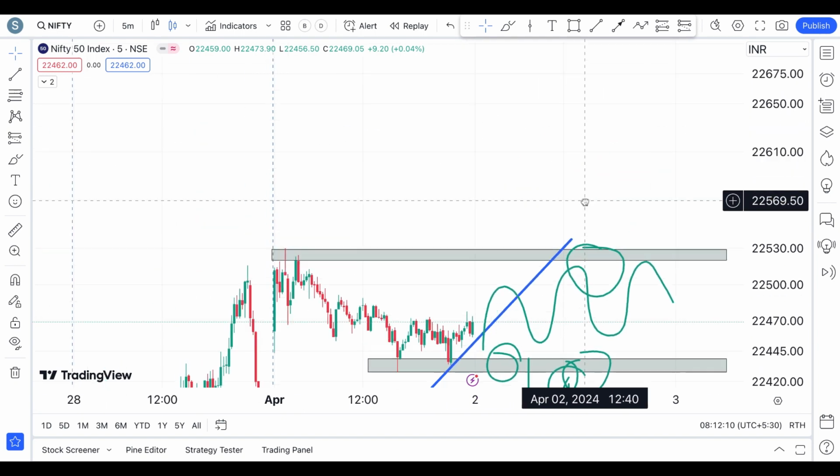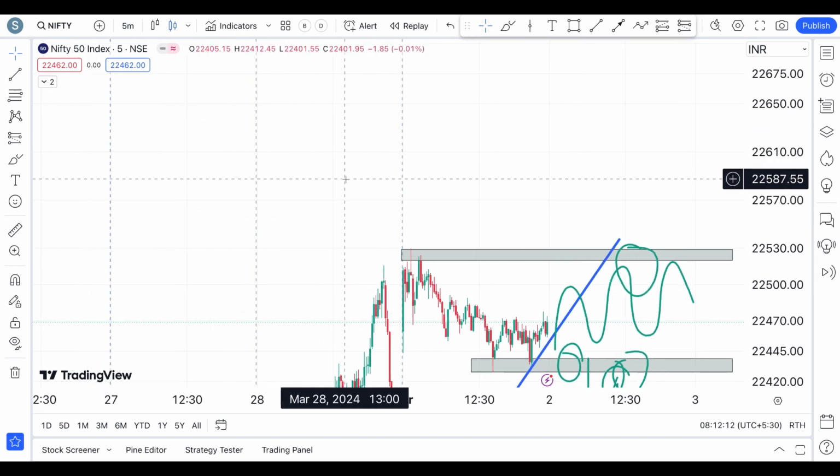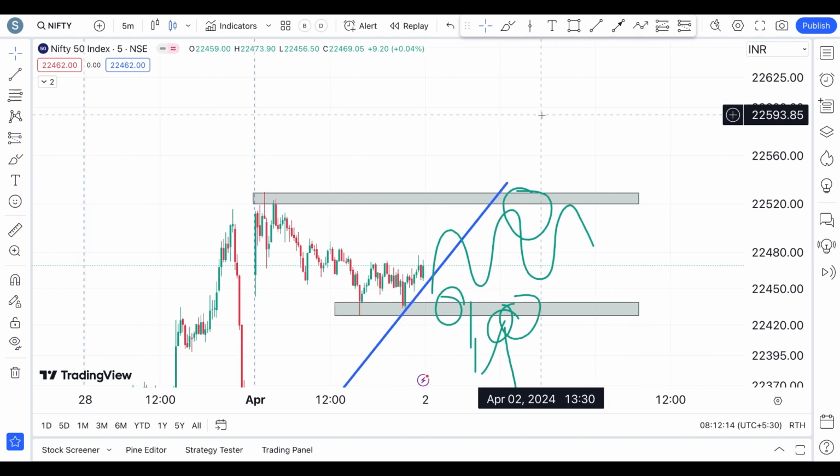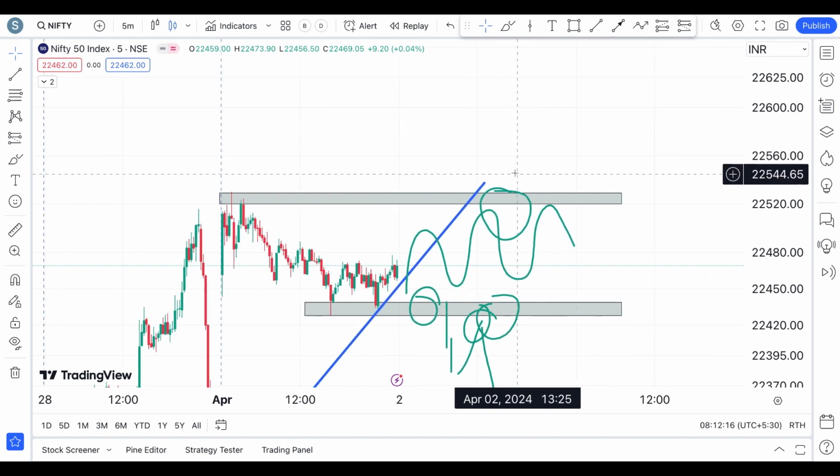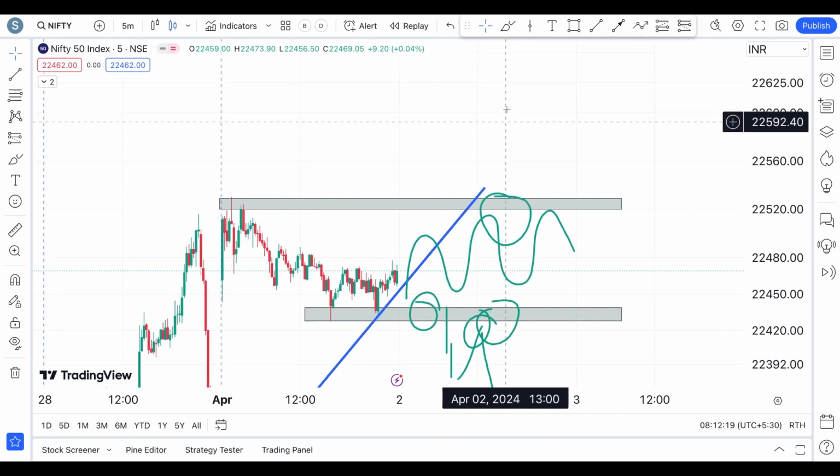But remember, we don't have any reference on the left to support our vision, because this is an all-time high, so you need to be extra careful with that.